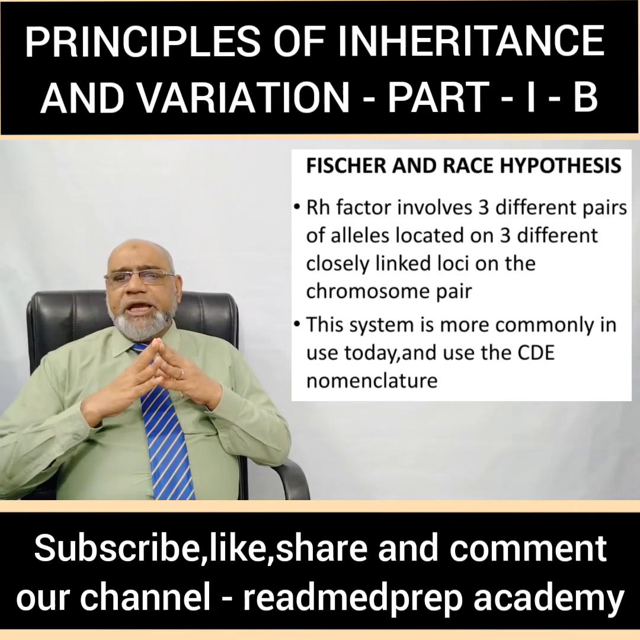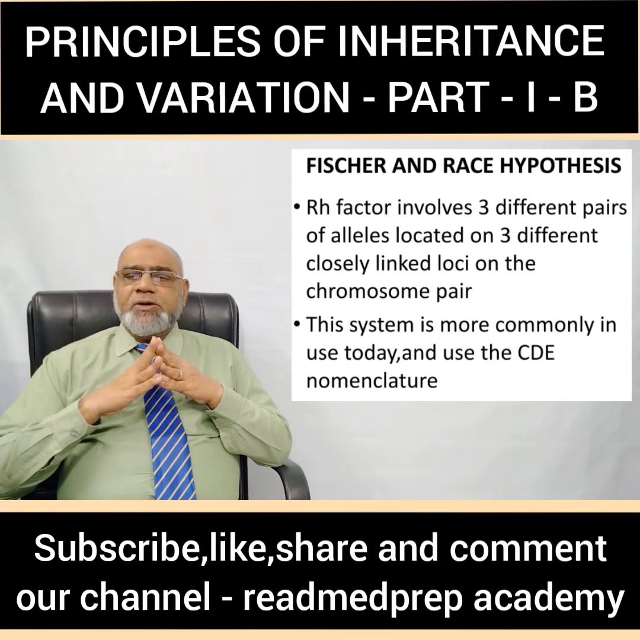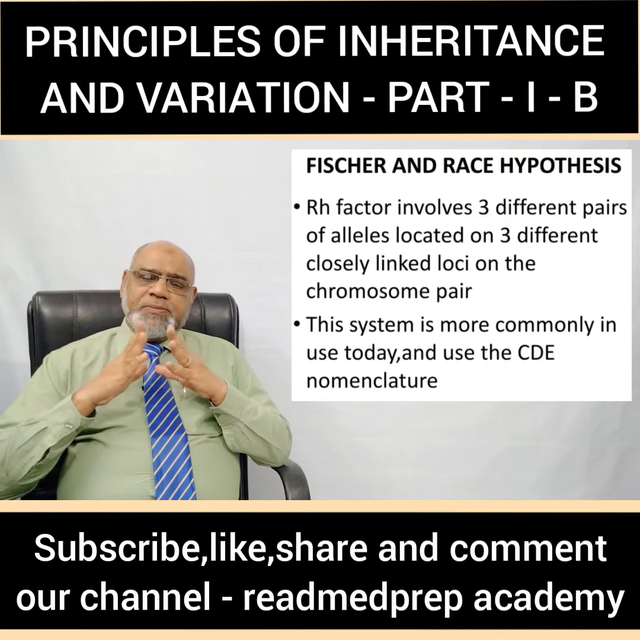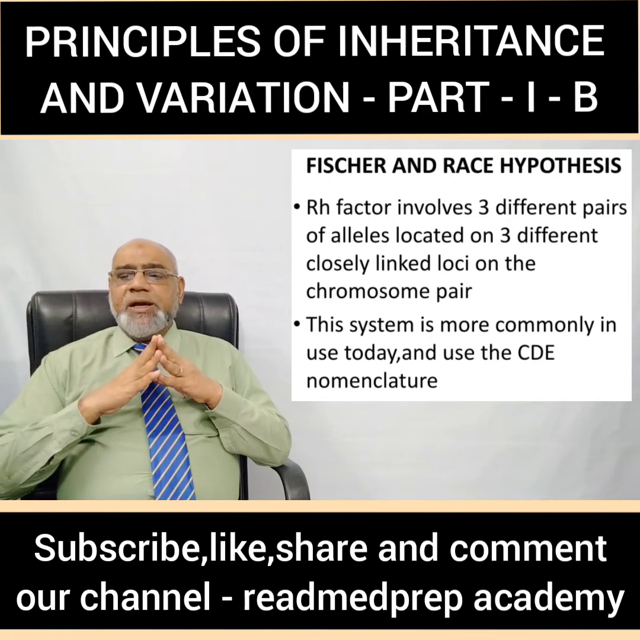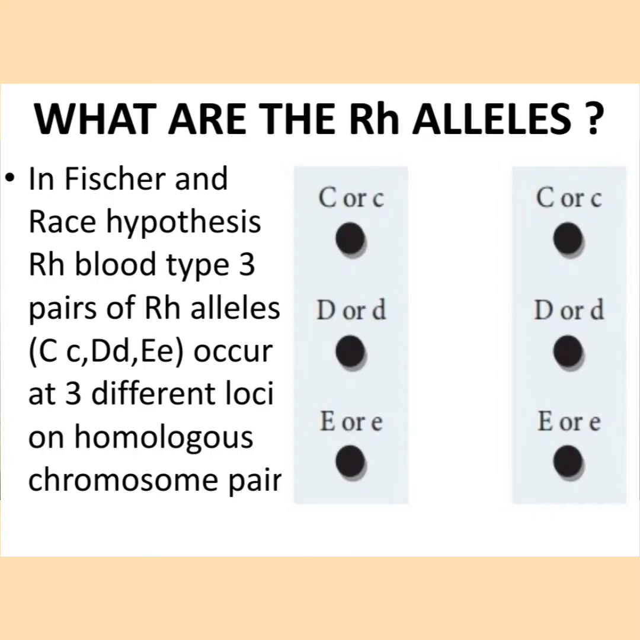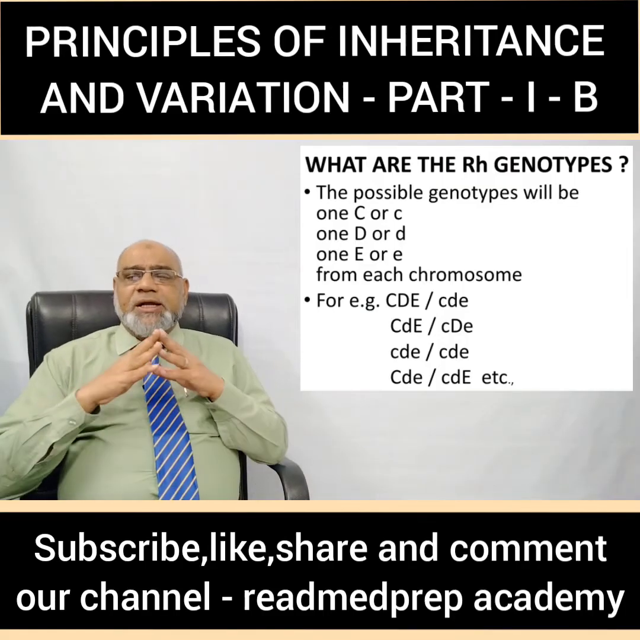Rh factor involves three different pairs of alleles located on three different closely linked loci on the chromosome pair. This system is more commonly in use today and uses the CDE nomenclature. What are the Rh alleles mentioned in this hypothesis? In the Fisher and Race hypothesis of Rh blood types, three pairs of Rh alleles are used: capital C small c, capital D small d, capital E small e, which occur in three different loci on the homologous chromosome pair.